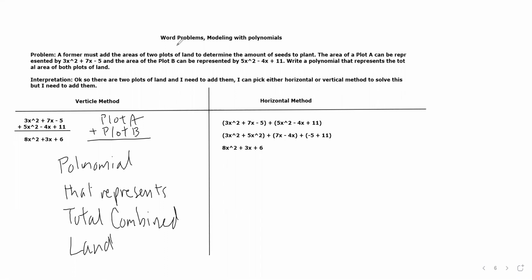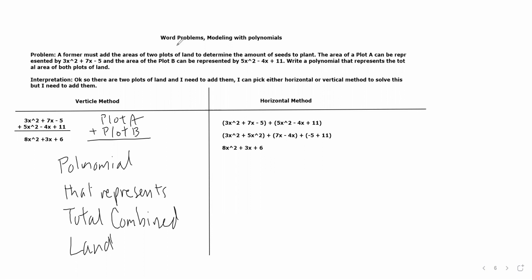The total combined land. Now, if I knew what X was, like let's say that the farmer went out and did some measuring and X in this case happens to represent like 5 feet or something. And I want to know how much this is in real world terms. All I would have to do to solve this polynomial is just replace X with 5 and then use all the rules I learned to solve the polynomial, right?